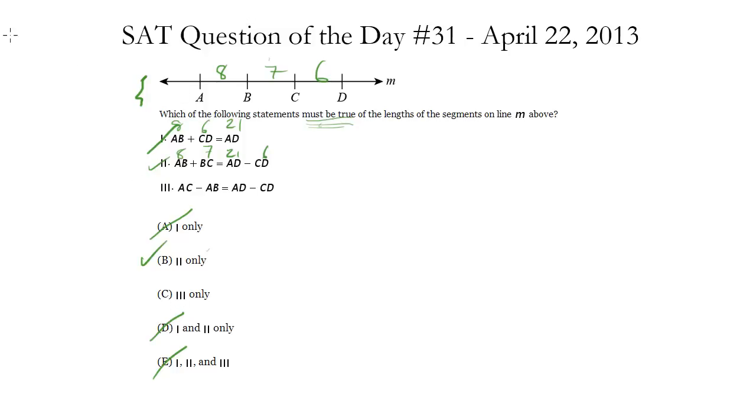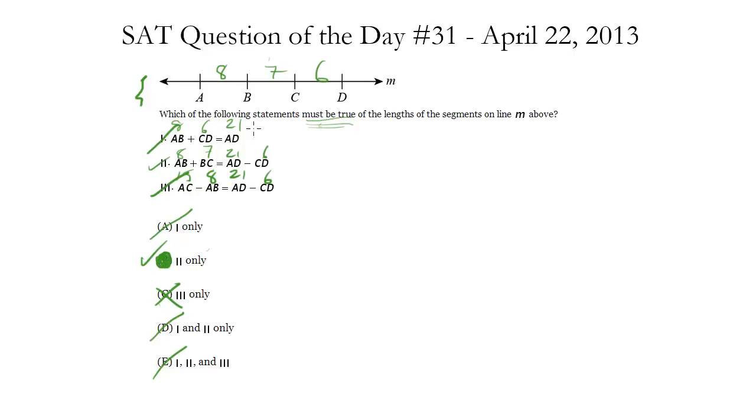And let's just check choice 3 just to be thorough. So they want to know, does AC, which is 15, minus AB, which is 8, equal AD, which is 21, minus 6, which is 15? So again, does 7 equal 15? No, so choice 3 doesn't work, which is good, because the only one that works here is 2, and that's the answer.